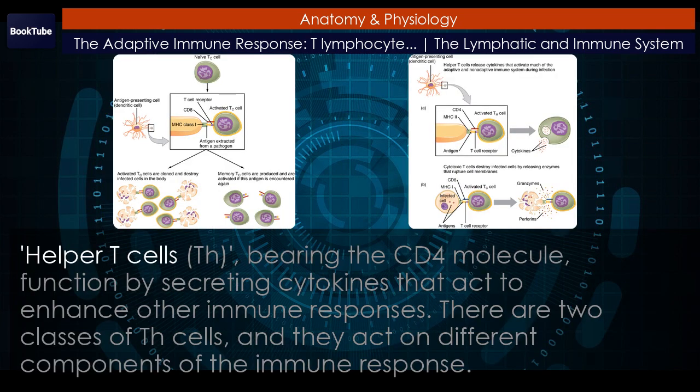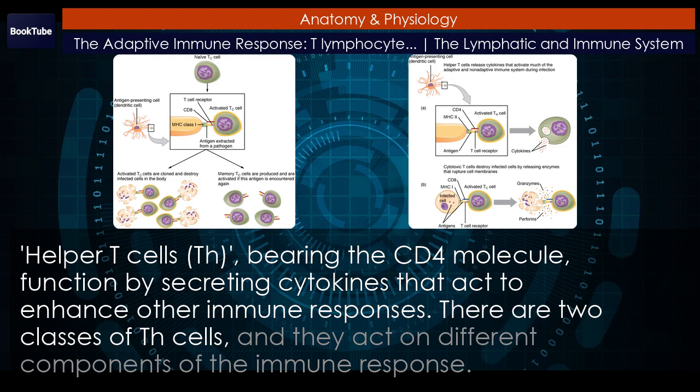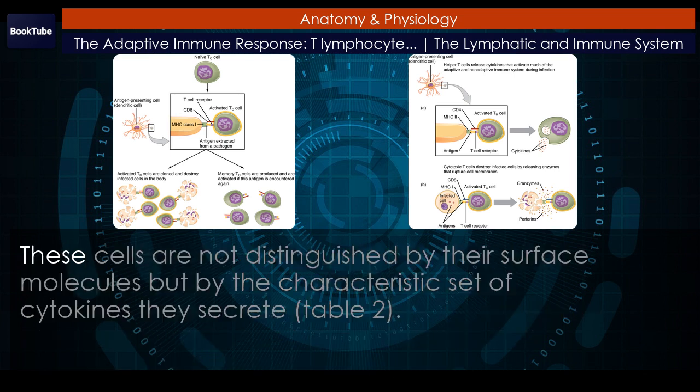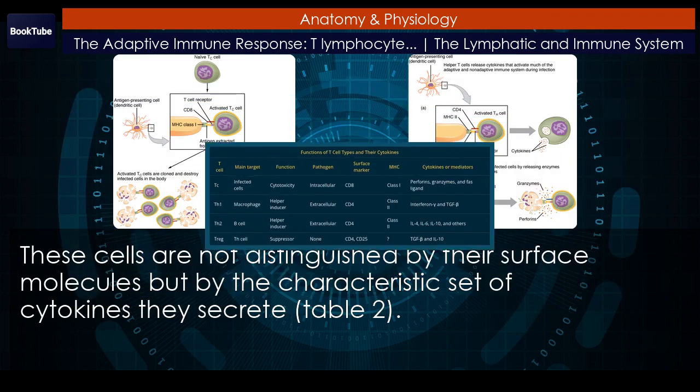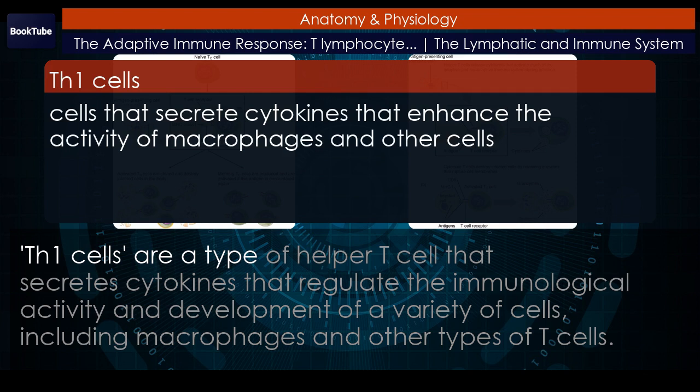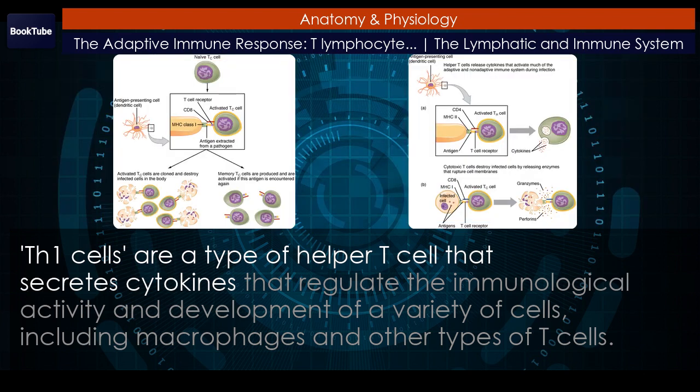Helper T cells, Th', bearing the CD4 molecule, function by secreting cytokines that act to enhance other immune responses. There are two classes of Th cells, and they act on different components of the immune response. These cells are not distinguished by their surface molecules but by the characteristic set of cytokines they secrete. Table 2. Th1 cells are a type of helper T cell that secretes cytokines that regulate the immunological activity and development of a variety of cells, including macrophages and other types of T cells.